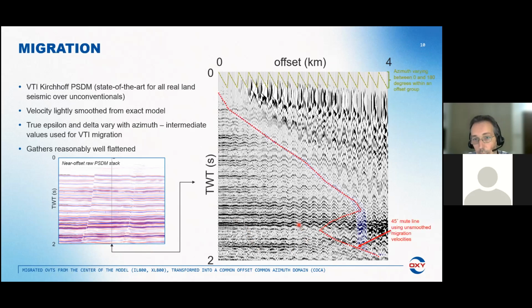The line I've indicated here is a 45 degree incidence angle mute line using the unsmoothed migration velocities. Remember, those migration velocities were already lightly smoothed from the exact model. And you can see clearly the effect of the high velocity chalk here. So that effect is quite large. But overall, apart from the azimuthal effect, the gathers are quite flat. Well, at least in this location.